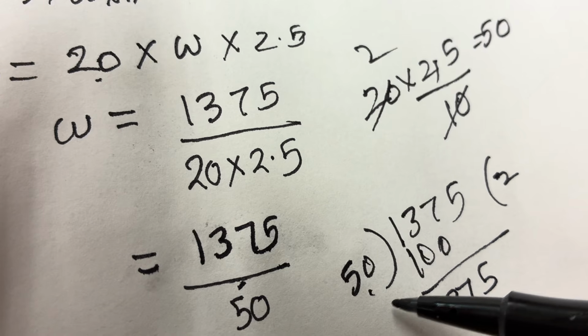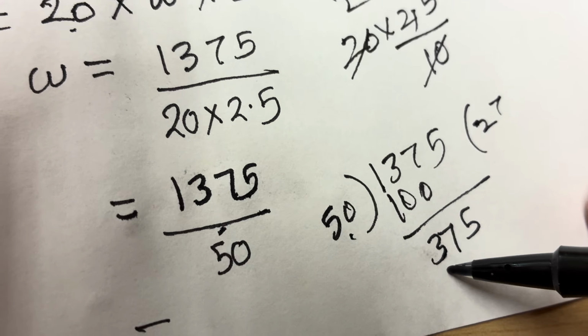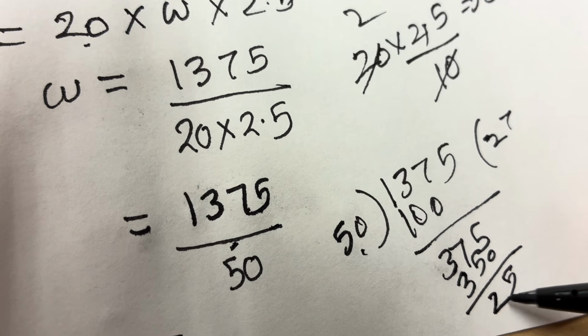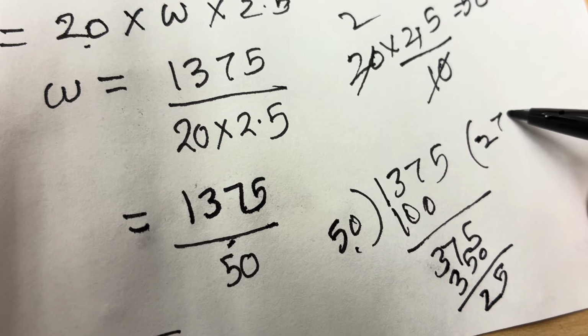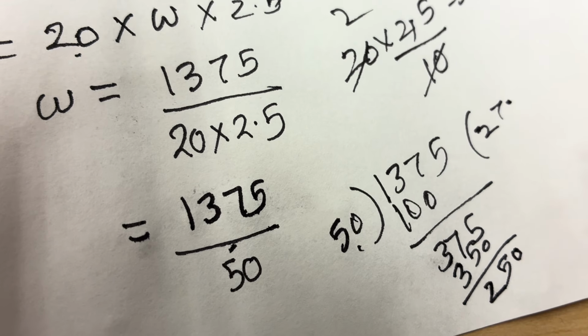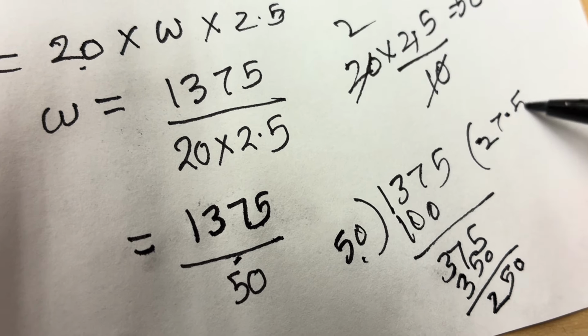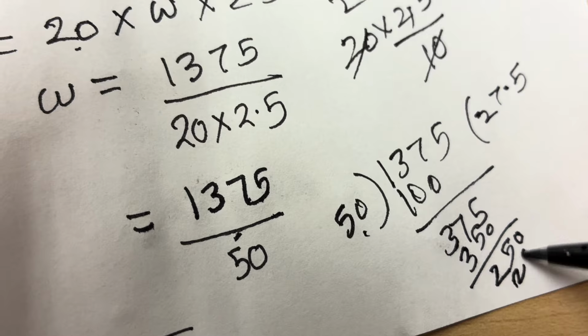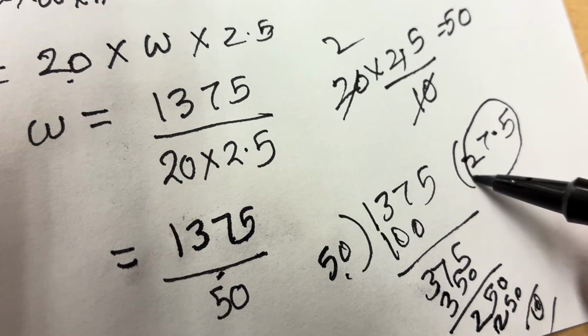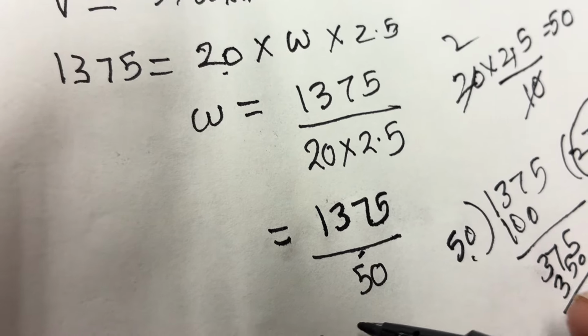So 5 times 7 is 35, so 350. So I get it as 2 and 5. So I take a decimal here and then I get a 0 here. So 50 times 5 is nothing but 250. Then we get the remainder as 0 here. So the answer would be 27.5.